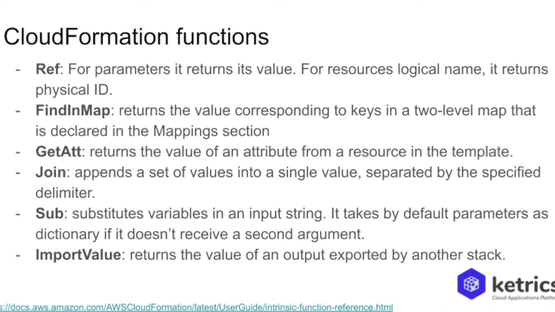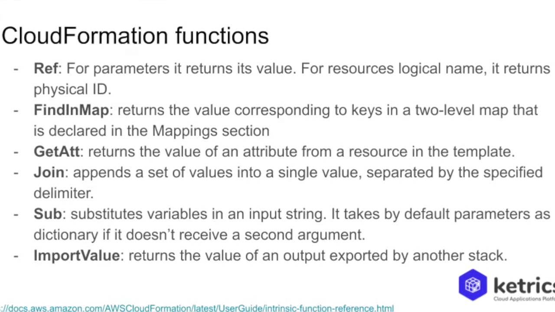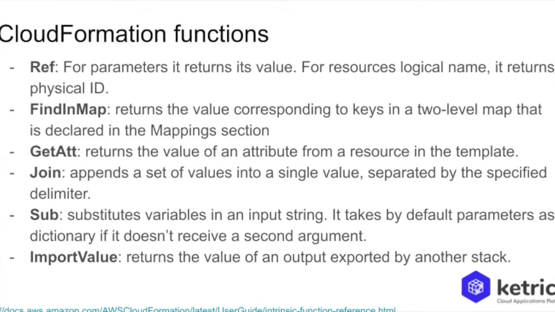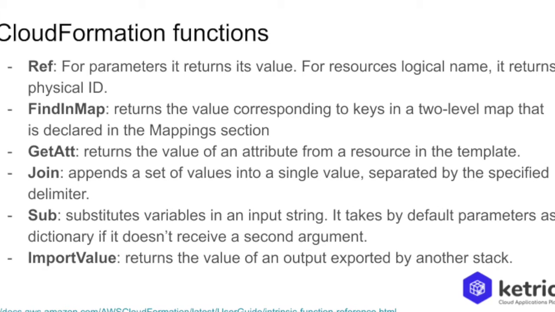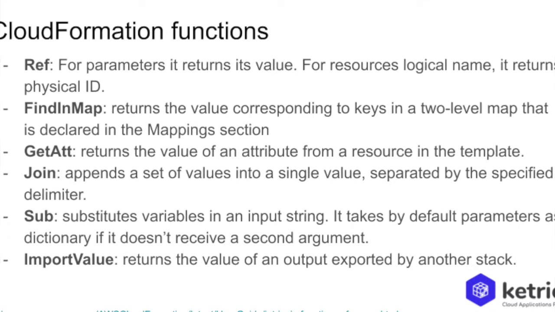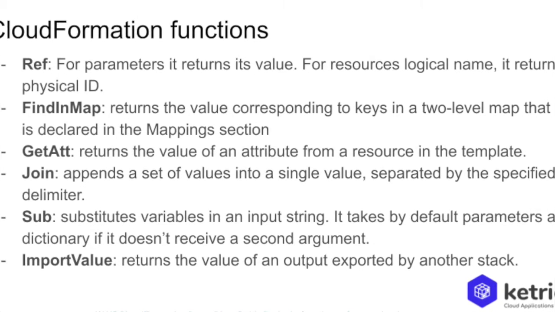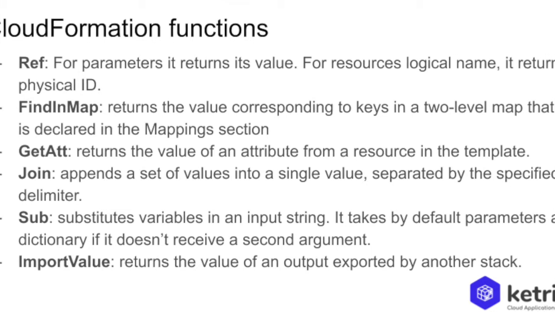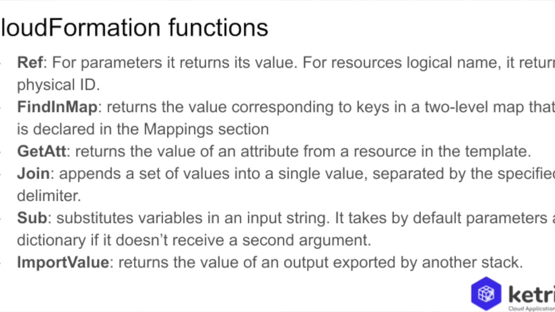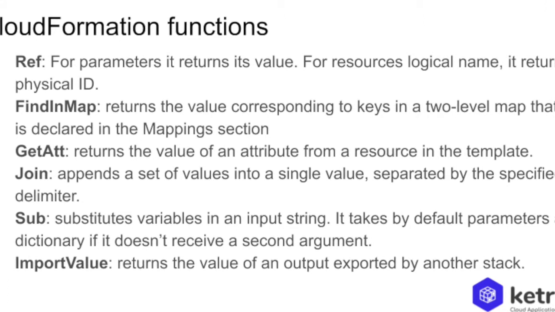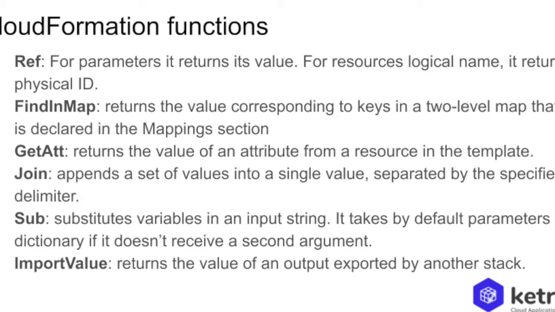GetAtt allows you to get a specific resource attribute. Join allows you to append a set of values inside a single string separated by a specified delimiter. And Sub allows you to substitute variables in an input string. You can reference parameters or resources. And finally, ImportValue allows you to get the output value exported by another stack.